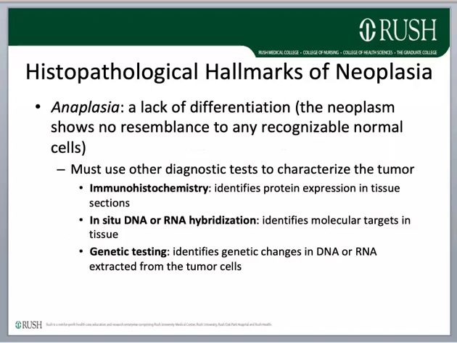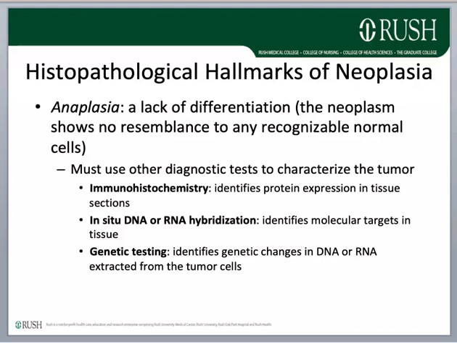The term anaplasia refers to a complete lack of differentiation, meaning that the neoplasm shows no resemblance to any recognizable normal cells or tissue. And so we pathologists have to use other diagnostic tests to further characterize the tumor. So we may use immunohistochemistry using labeled antibodies to identify different protein signatures that are expressed, and we do this on tissue sections. We've seen a little bit of this in previous courses.